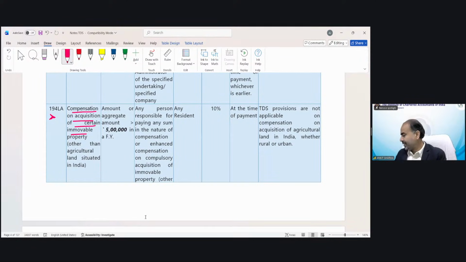Okay, fine. Let it be. Tell me the two kinds of compensation we receive in case of compulsory acquisition of certain immovable property. There are two parts of compensation that we can receive under compulsory acquisition.